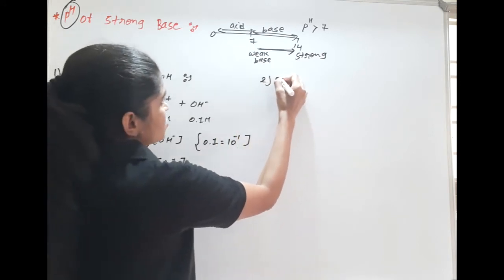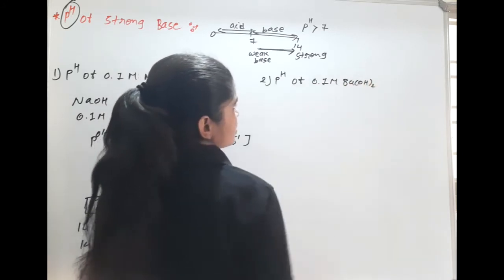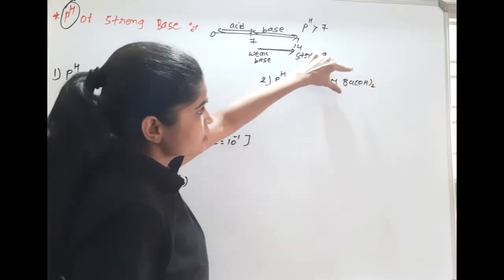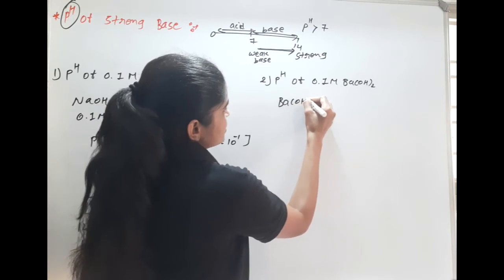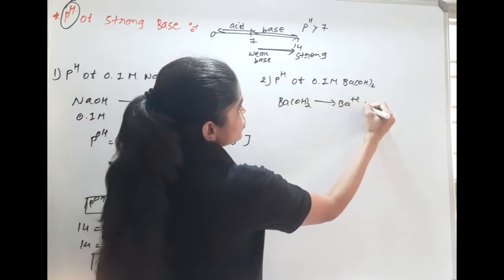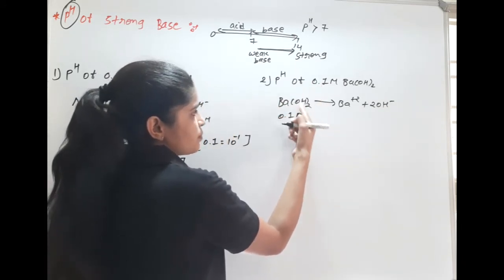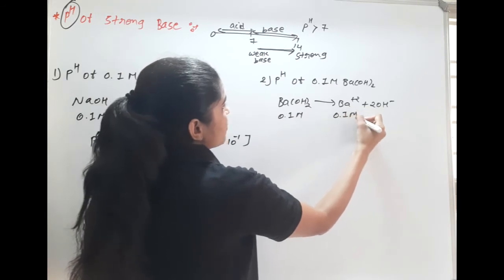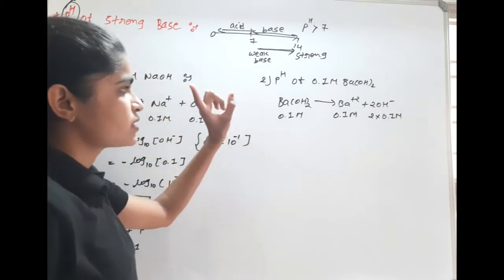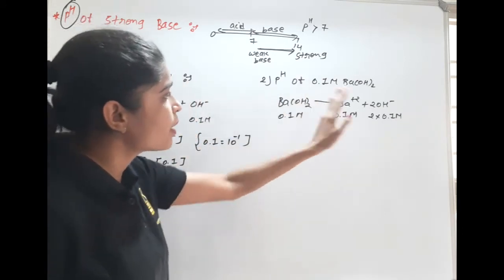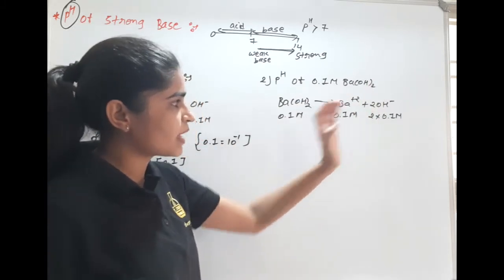Next, find the pH of 0.1 molar Ba(OH)2. Ba is an alkaline earth metal, so Ba(OH)2 dissociates into Ba2+ and 2 OH-. The concentration of Ba(OH)2 is 0.1 molar, but in this case the OH- concentration is 2 times 0.1 molar, because Ba(OH)2 gives 1 Ba2+ and 2 OH-, so the concentration is multiplied by 2.